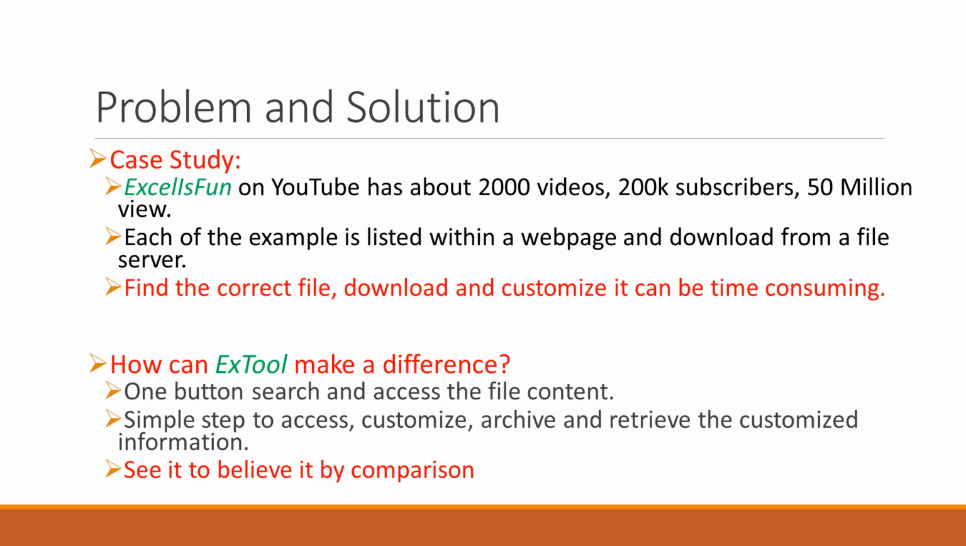For each and every example, the file is listed on a website and it can be downloaded from a file server. However, the web page is lengthy because there are so many examples. So finding the correct files, downloading them, and even customizing them and saving them for later use can be time consuming. So how can ExcelIsFun make a difference?